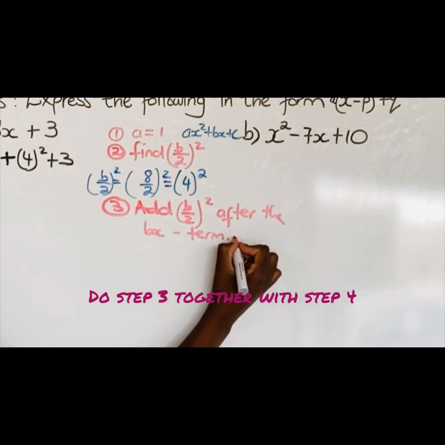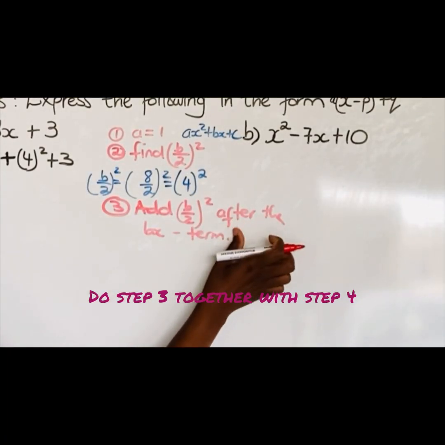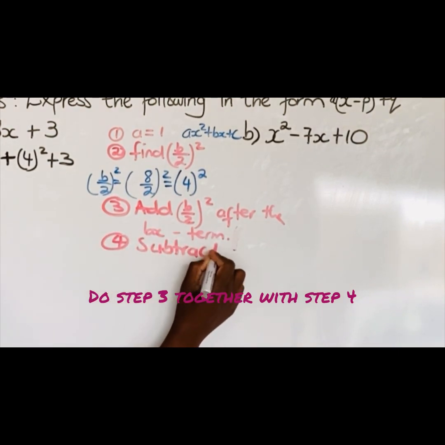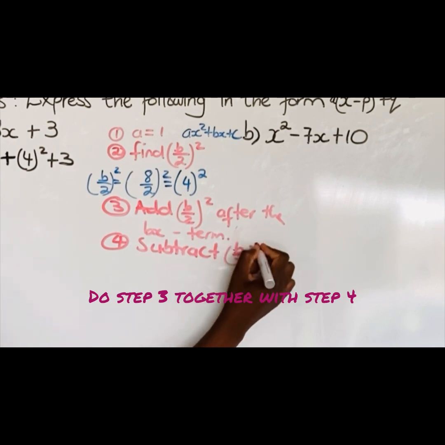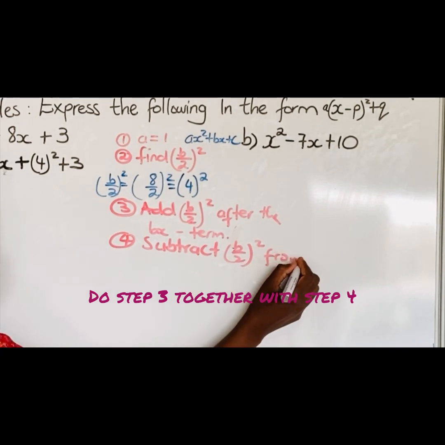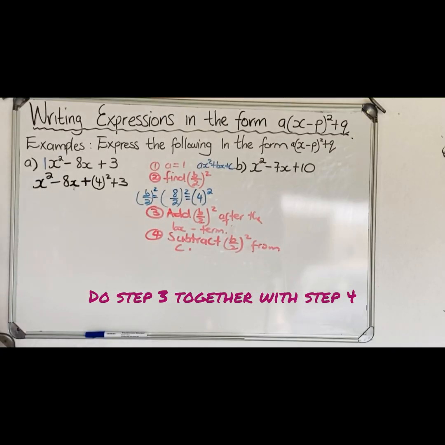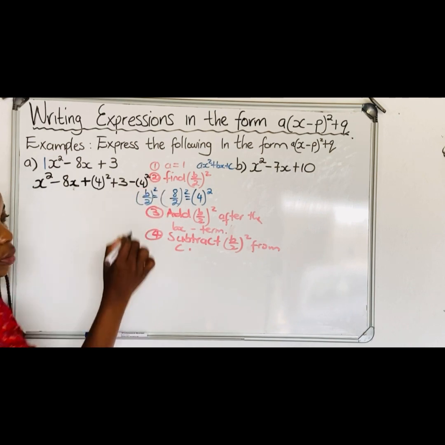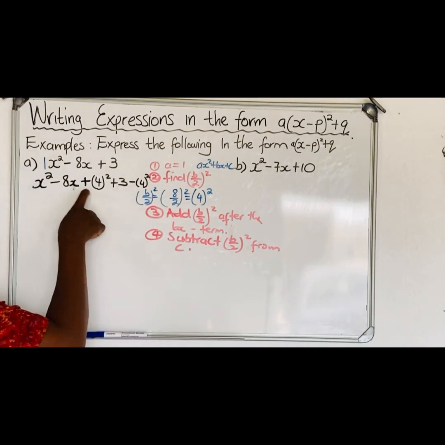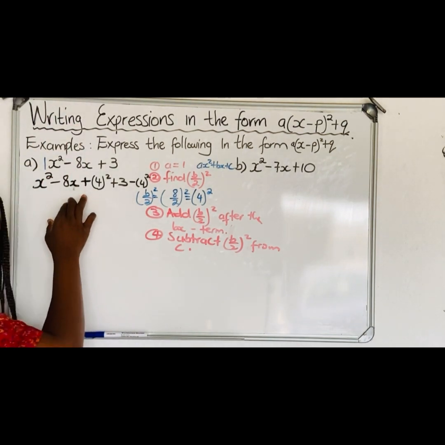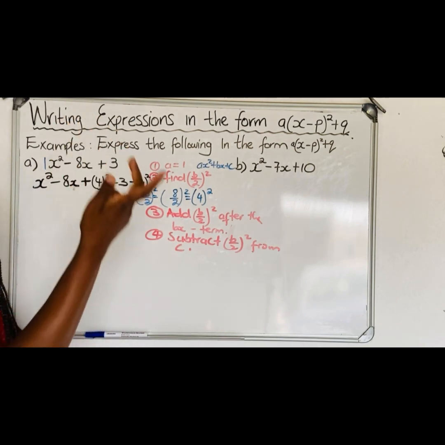So after adding it, fourth step, we then subtract the B over 2 that we found squared from C. So we are now going to subtract our B over 2 term. So now after we added our B over 2 squared term after the bx term, and we continued with our C, we subtracted.